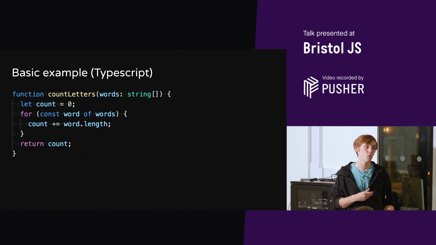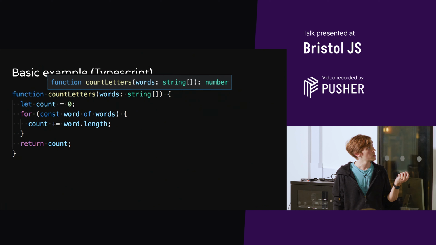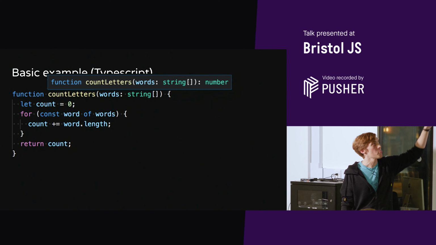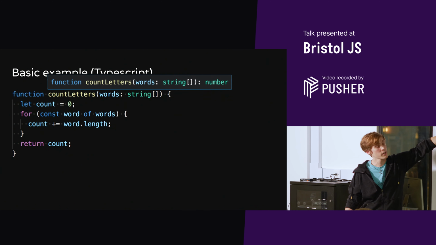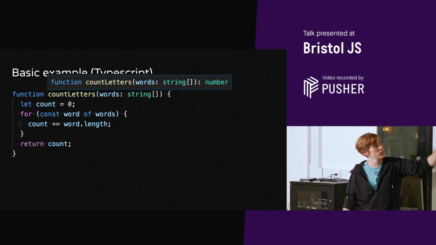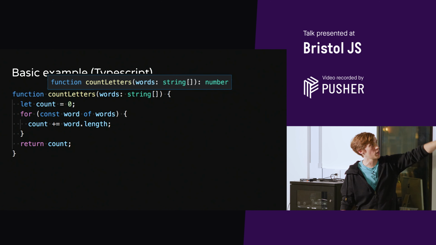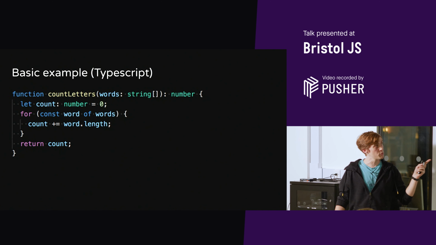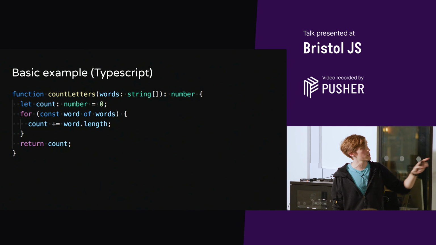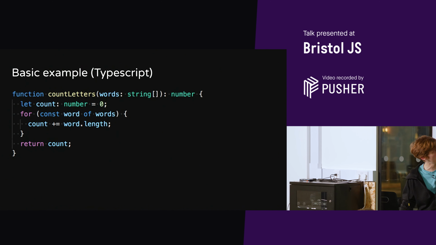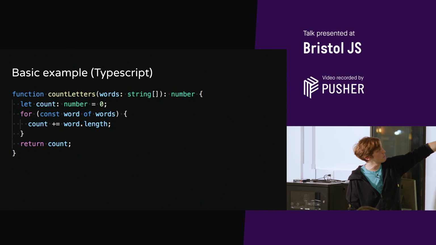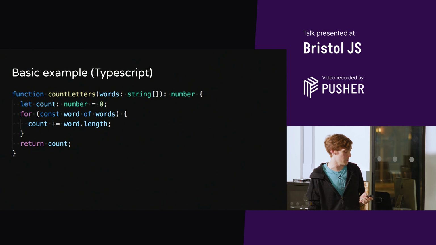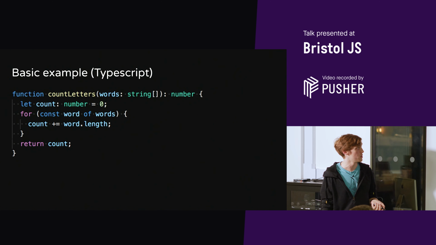If we didn't want to rely on that inference, if we wanted to be more explicit, you can, oh yeah, sorry, missed a bit. If you've got an editor like VS Code, you can hover over count letters and you will get the complete type of the function. So you can see TypeScript knows that the return type is a number. But yeah, if we didn't want to rely on that inference, we can specify the return type here after the arguments. And we can specify the type of the count variable as well.